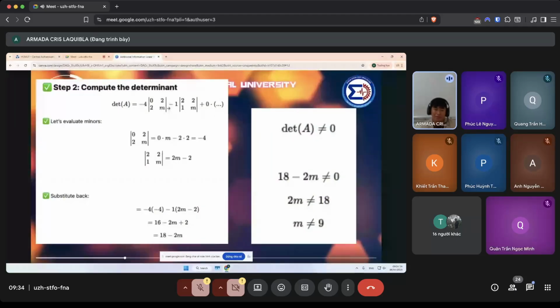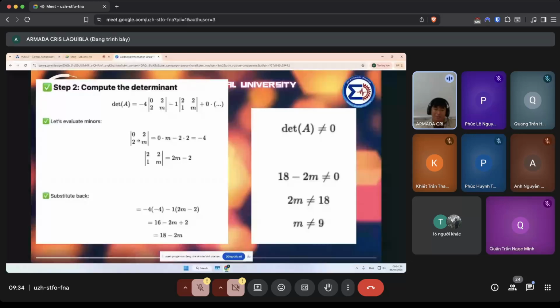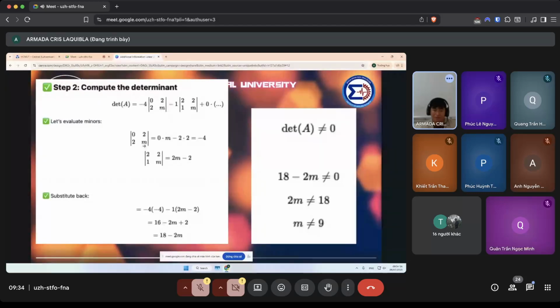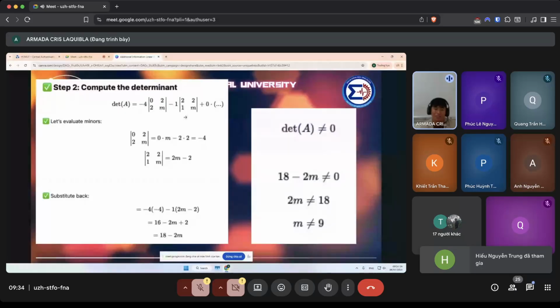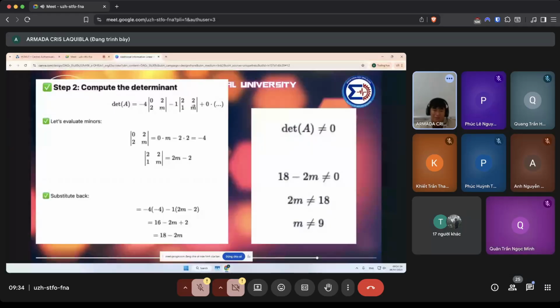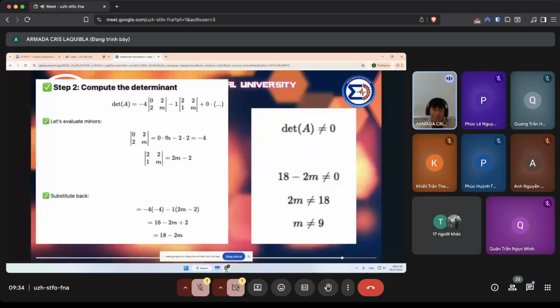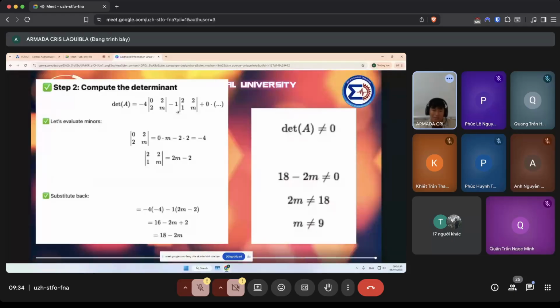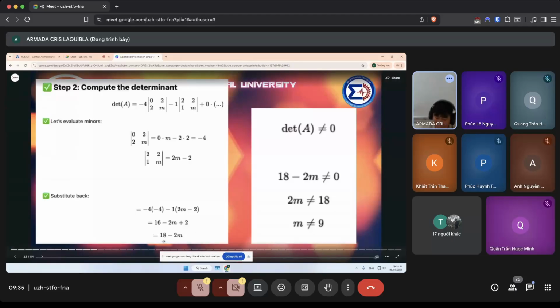Now we solve the determinant of 0, 2, 2, m. We have this is 0, 0 times m minus 4. That's it. Next we have 2m minus 2. Then substitute it here and here. We substitute it there. So we have negative 4, and then this one is negative 4 minus 1, and then the answer for this is 2m minus 2. So this is positive 16, and this is minus 2m plus 2. It's equal to 18 minus 2m.